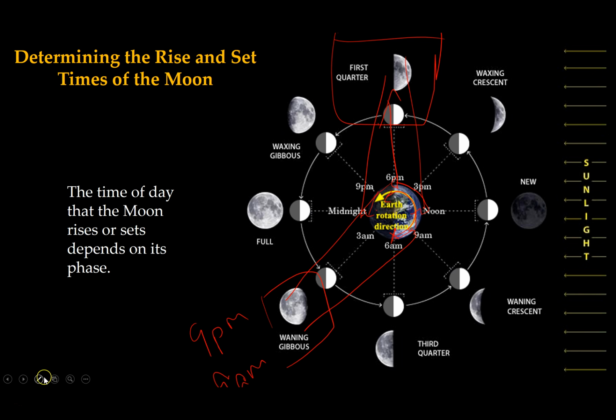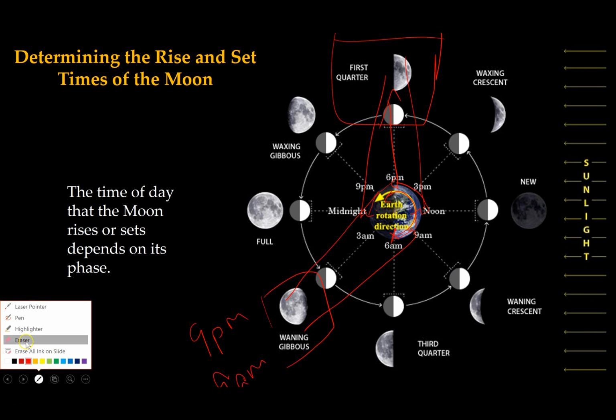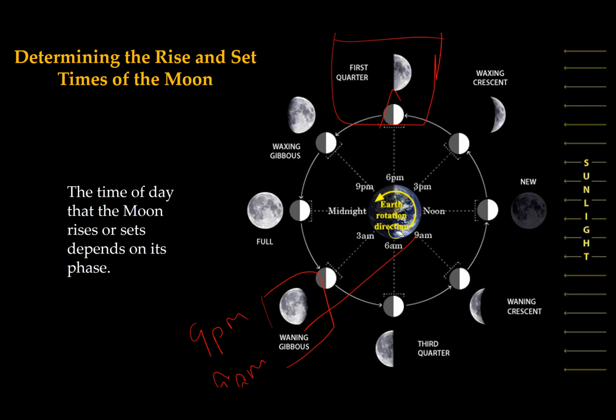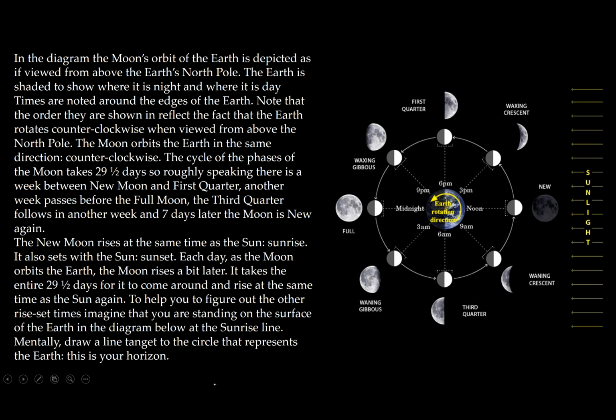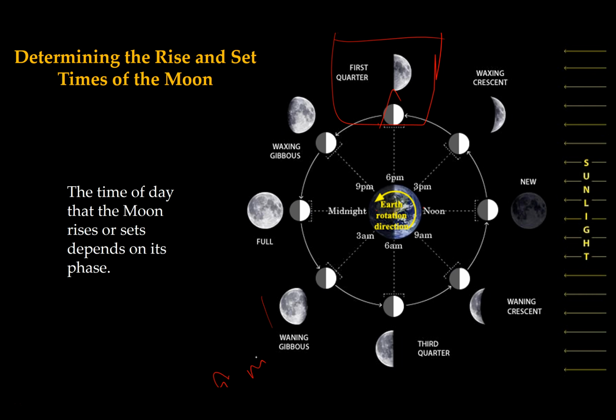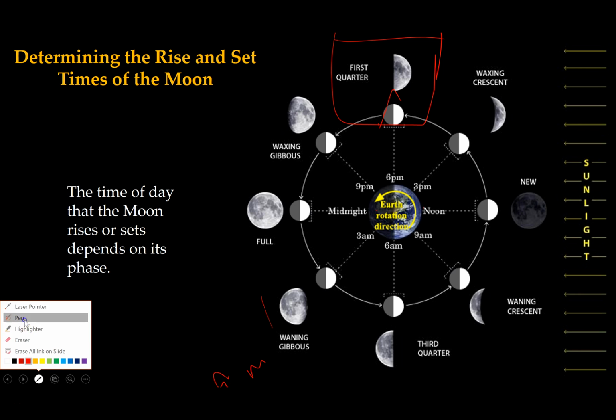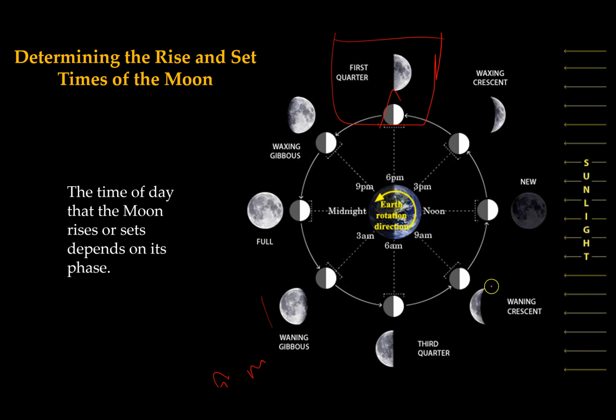Let me clean this up a little bit again. So let's go over here. Boy, my screen is touchy tonight. Okay. What you're going to see here is that for a waning crescent, the rise time would be 3 a.m. The set time would be 3 p.m.